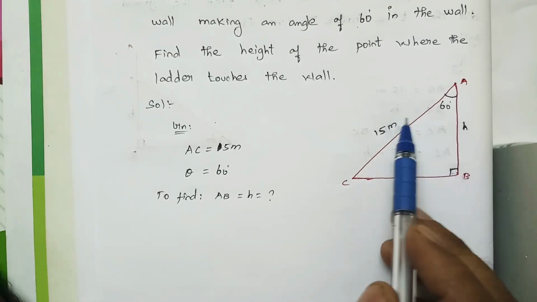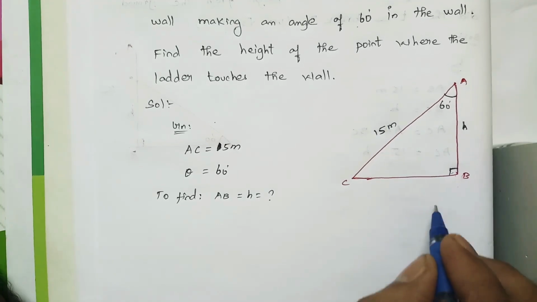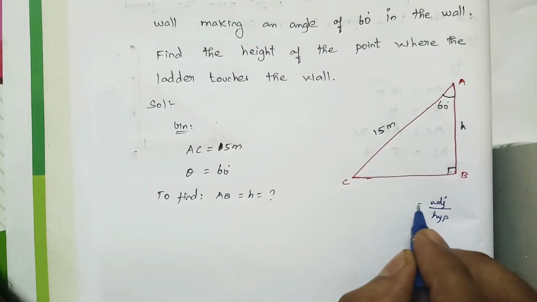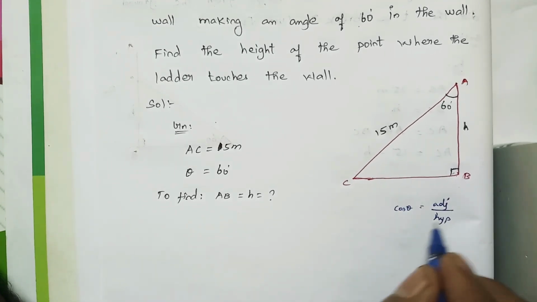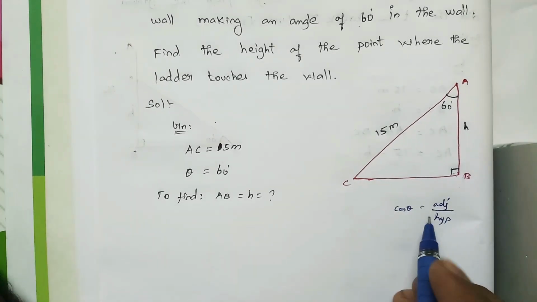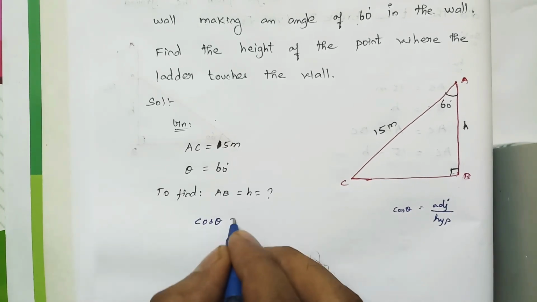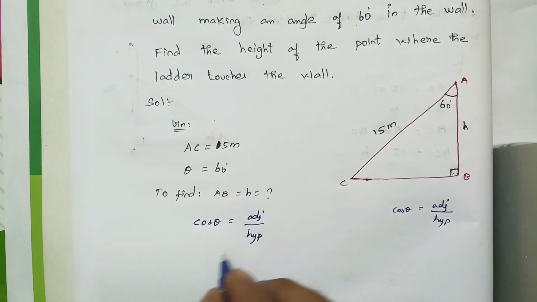So what is the trigonometric ratio that will be applicable? Opposite side, sorry, adjacent side divided by hypotenuse, right? Adjacent side divided by hypotenuse. So which trigonometric ratio? Cos theta, right? Among sin, cos, tan, which will be applicable to find the height of AB? That is cos theta, right? Cos theta is equal to adjacent side divided by hypotenuse.